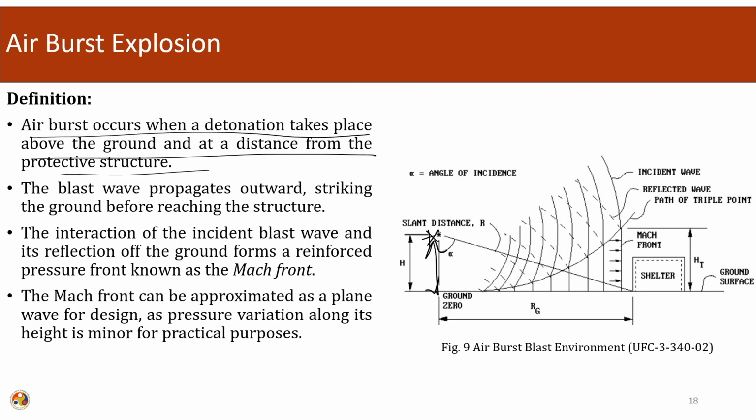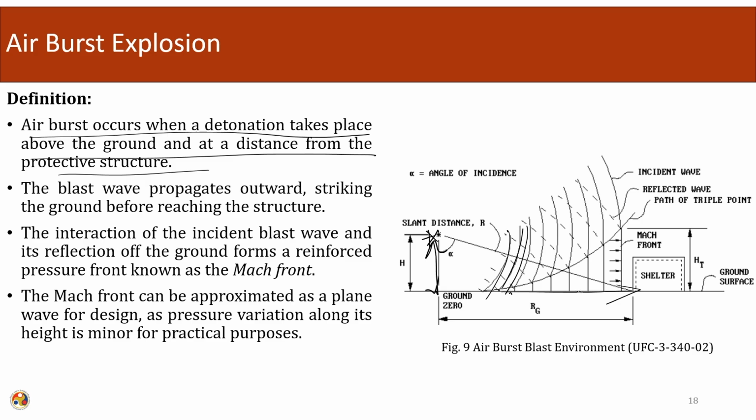In an air burst, the blast wave propagates outwards, striking the ground before reaching the surface. Okay. So it starts propagating. It will strike the ground before it reaches the surface. The interaction of the incident blast wave and its reflection off the ground forms a reinforced pressure front known as the Mach front.